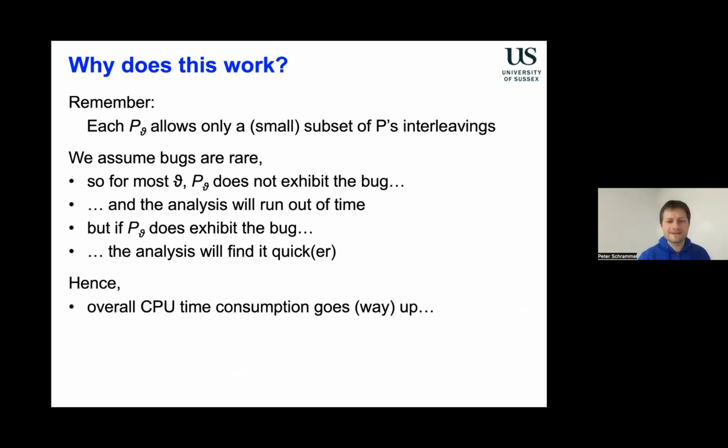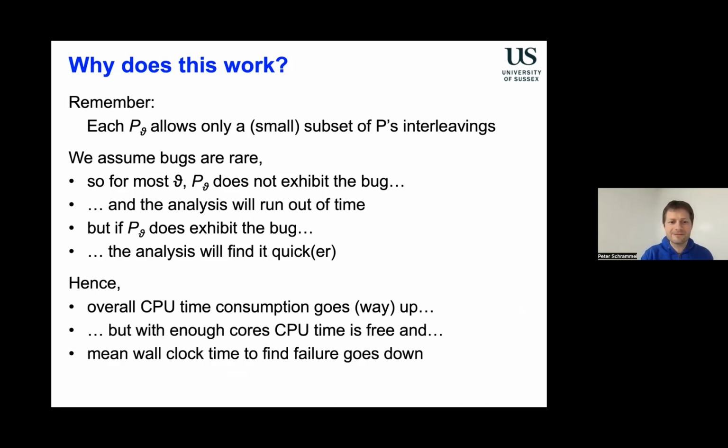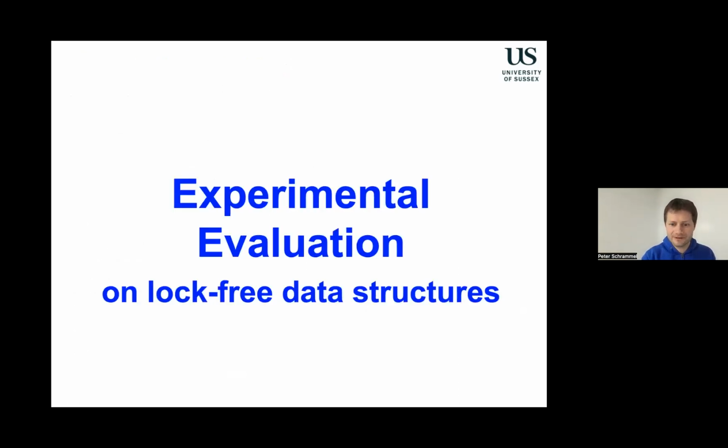So there are many instances that just run into the timeout. So the overall CPU consumption is high, but the wall clock time to find the bug is low. This is the idea why this is the performance gain. So you have many instances in parallel, and the hope is that some of these instances will finish very quickly and find the bug. And I'll show you now what the experimental evaluation has shown.